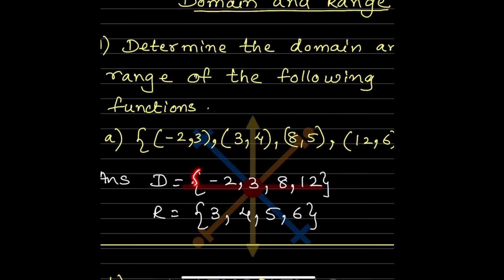And there should be a curly bracket for it. So domain is -2, 3, 8 and 12. And this is the range. So range is 3, 4, 5, 6.